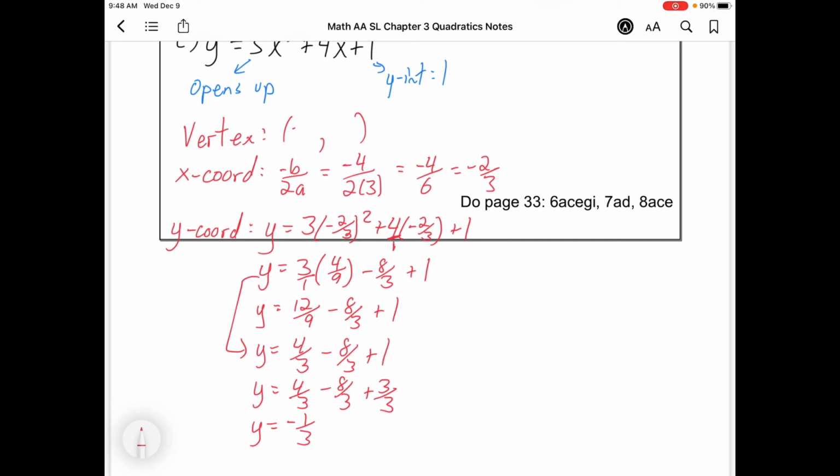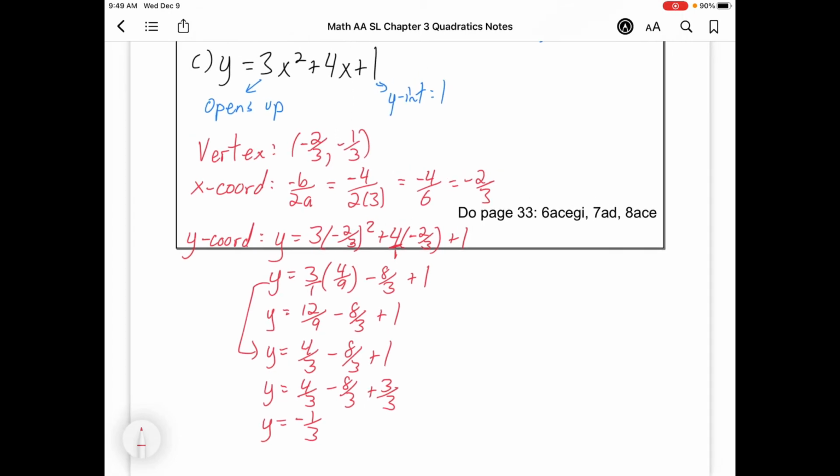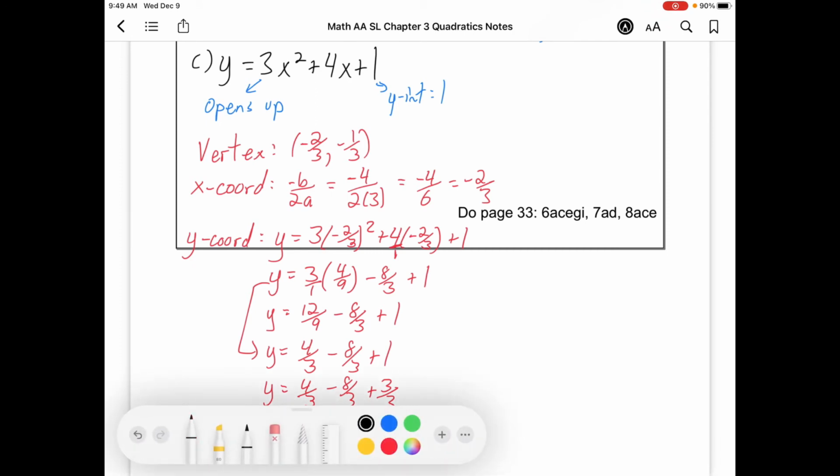So what did we learn? We learned that the vertex is at negative 2/3, negative 1/3. Okay, maybe you don't love those points, but they're not going to be any harder for us to sketch, and they weren't that much rougher for us just to do the basic arithmetic to find them.